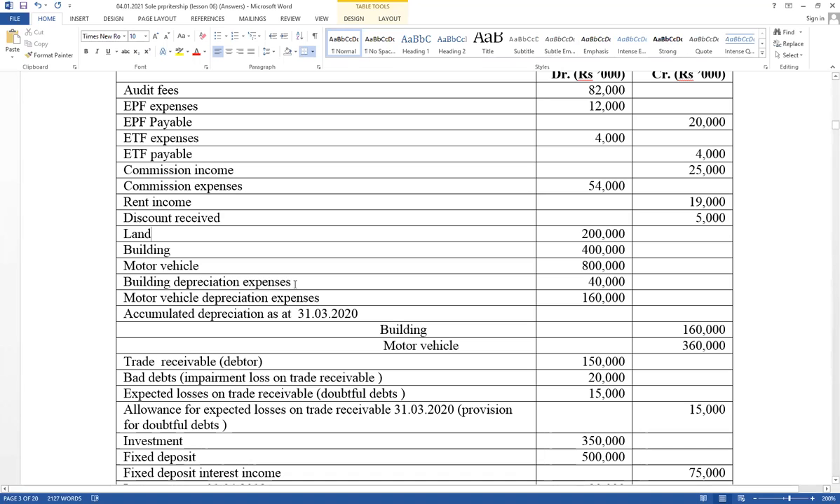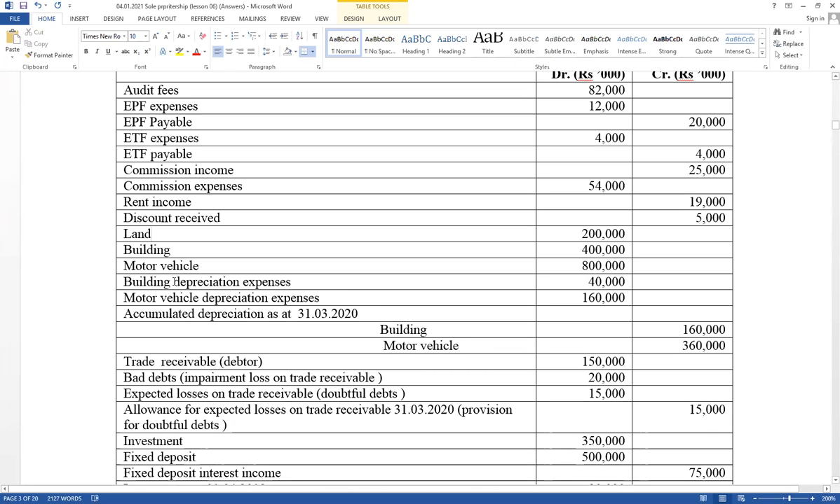Think about depreciation recorded already. Think about double entry. Depreciation expense account debit, accumulated depreciation account credit. Closing balance is given, recorded already. I will discuss later today how to make this adjustment.